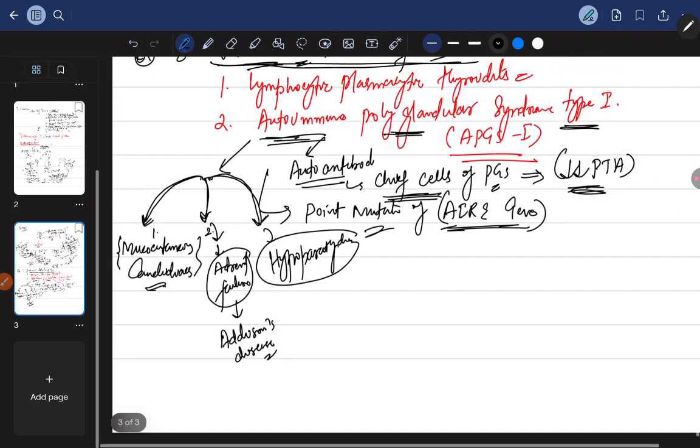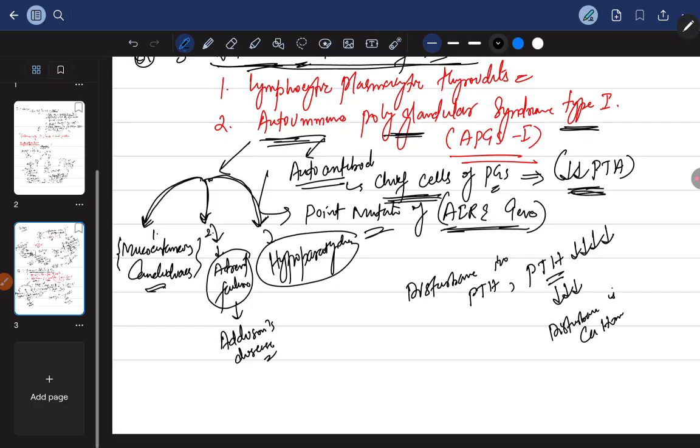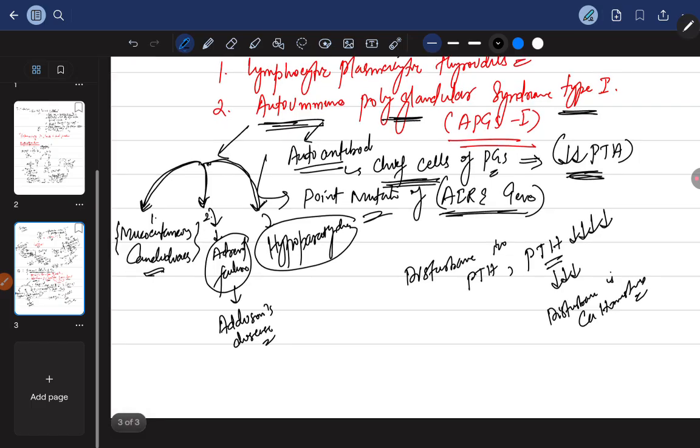We have APGS type 1. Okay, so in a nutshell, whenever these conditions are present, there will be disturbance in PTH. Means parathormone, PTH hormone, will be decreased. Secretion will be decreased. That will definitely lead to the disturbance in calcium homeostasis, which we will see ahead.